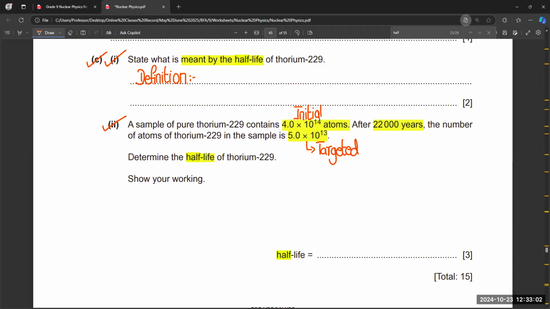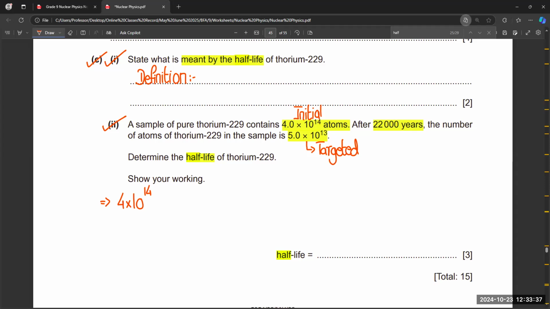And we know that after 22,000 years, you need to perform a simple process. First of all, consider the initial value. Your initial value is 4 into 10 to the power 14. For example, if we perform the first half-life, because your main focus is to find out the half-life. The question is determine the half-life. So just ignore the targeted value for the time being. We will get that value also.